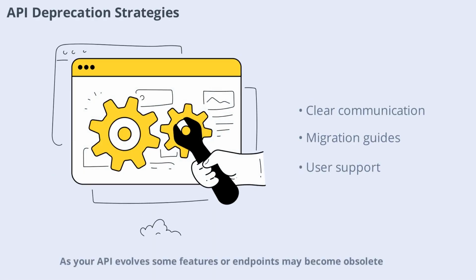As your API evolves, some features or endpoints may become obsolete. Deprecation strategies help you phase out old versions without disrupting users. Communicate changes clearly, provide migration guides, and offer support during transitions. Thoughtful deprecation ensures a smooth scaling process and maintains user trust.